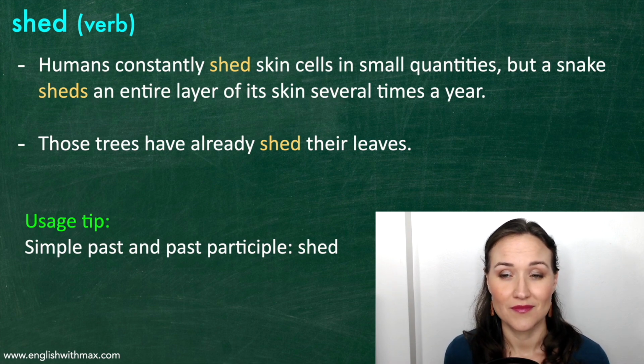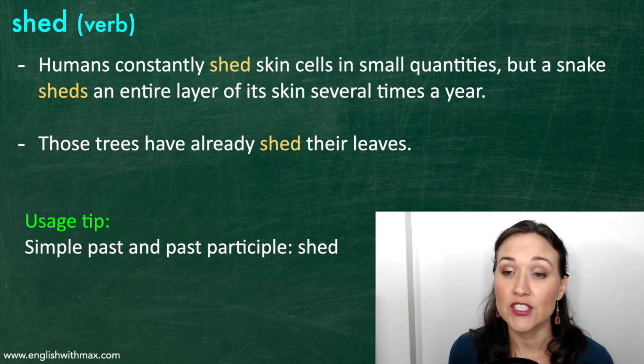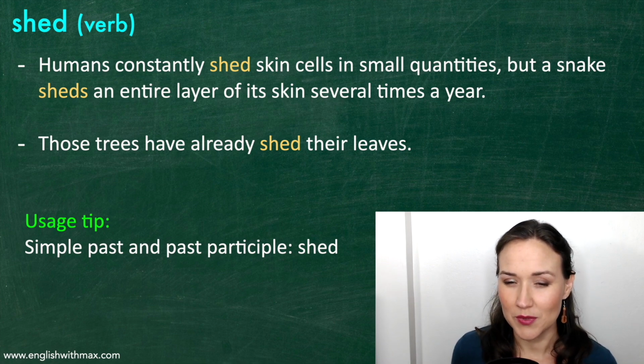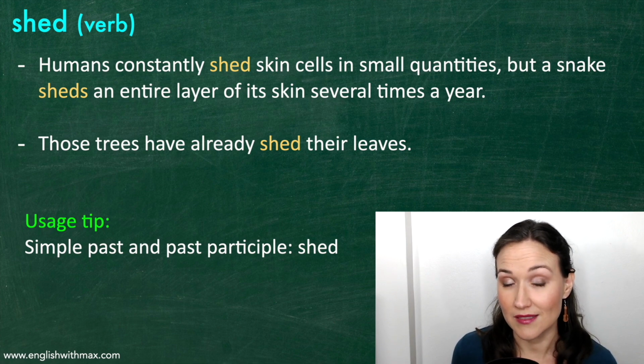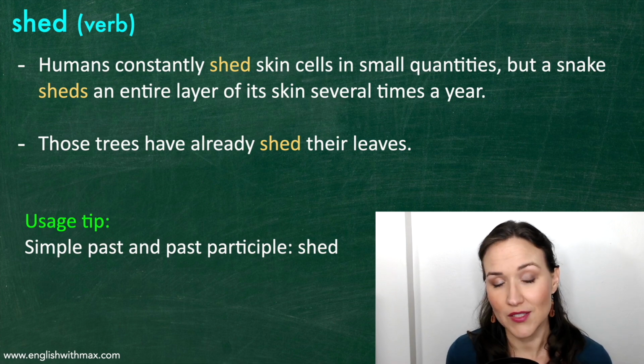Those trees have already shed their leaves. And a little usage tip. The simple past and past participle is shed. It's an irregular verb.